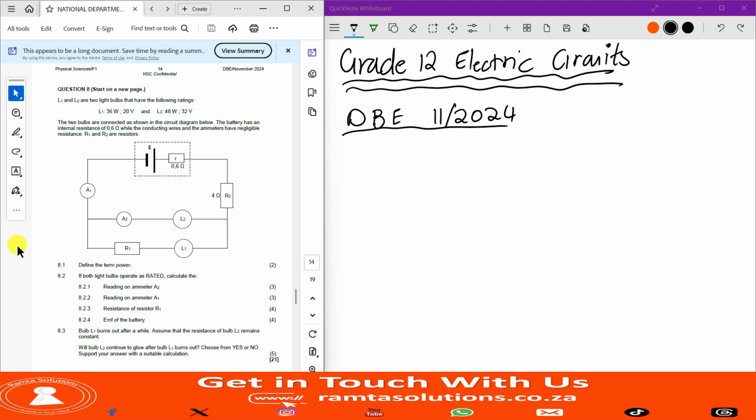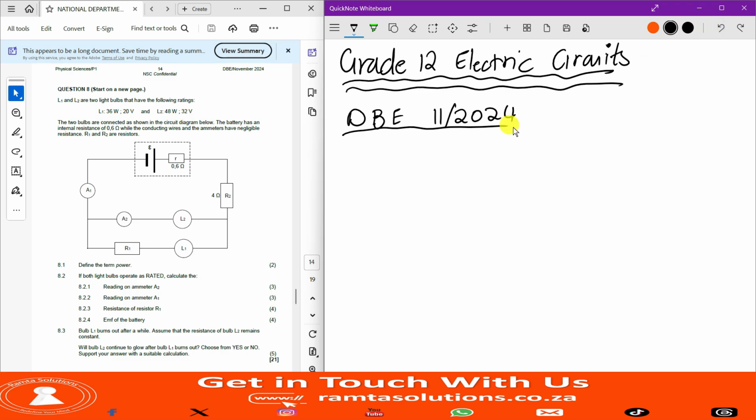L1 and L2 are two light bulbs that have the following ratings. L1 has a 36 watt rating, 20 volts usage. L2, 48 watts, 32 volts. The two bulbs are connected as shown in the circuit diagram below. The battery has an internal resistance of 0.6 ohms, while the conducting wires and the ammeters have negligible resistance. R1 and R2 are resistors.